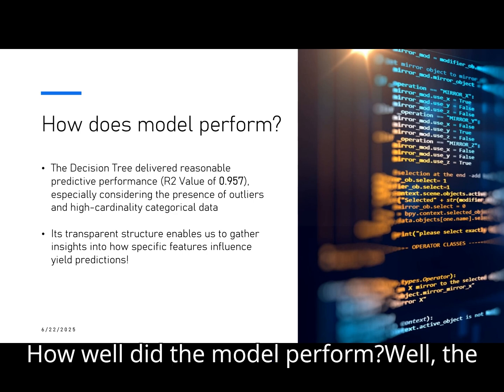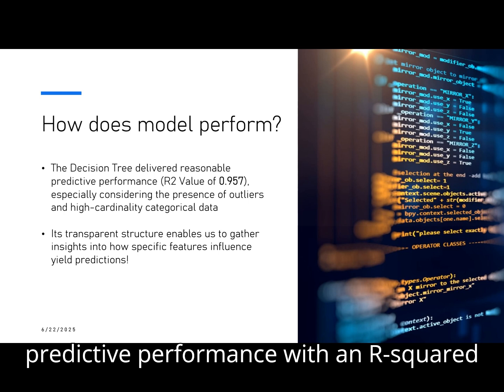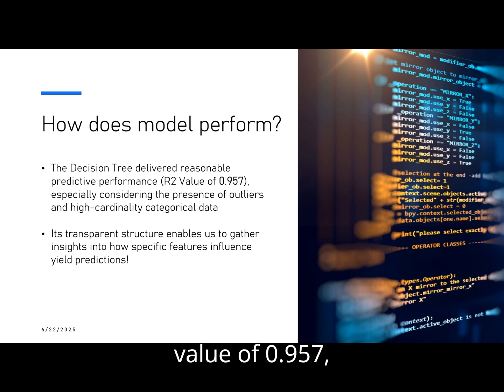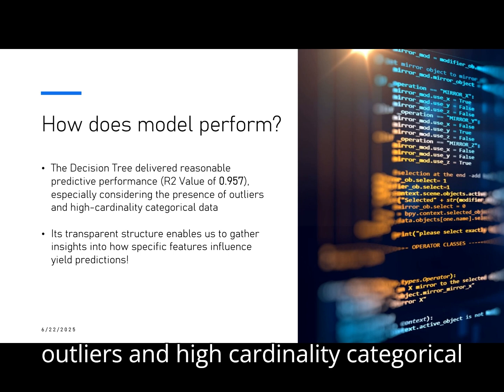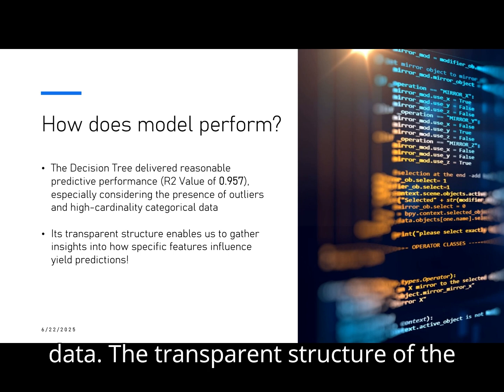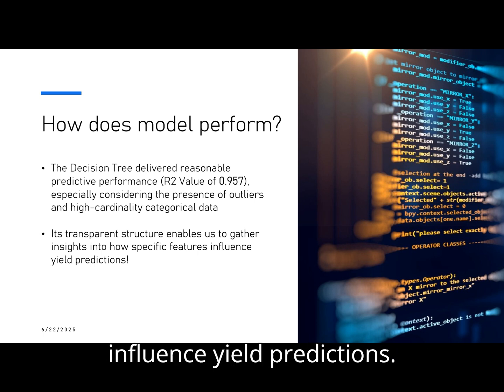How well did the model perform? Well, the decision tree delivered pretty reasonable predictive performance with an R-squared value of 0.957, especially considering the presence of outliers and high cardinality categorical data. The transparent structure of the decision tree enables us to gather insights into how specific features influence yield predictions.